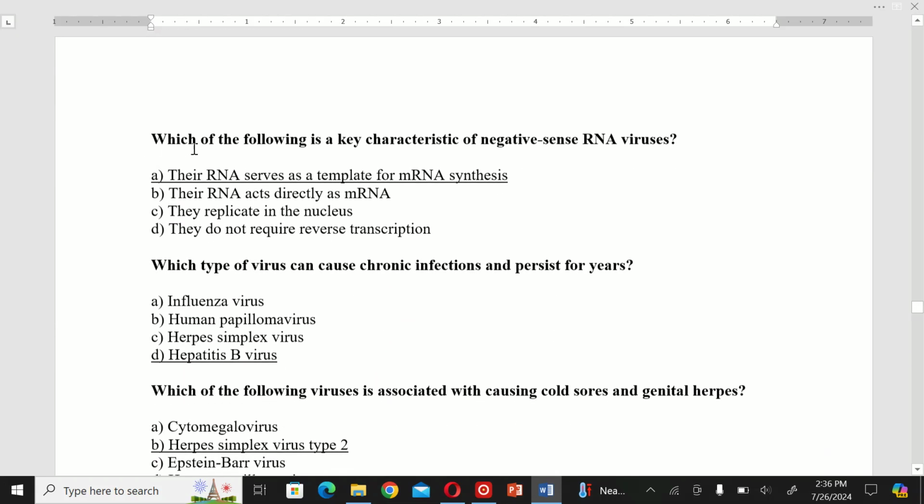The next MCQ is: which of the following is a key characteristic of negative sense RNA viruses? A. Their RNA serves as a template for mRNA synthesis. B. Their RNA acts directly as mRNA. C. They replicate in the nucleus. D. They do not require reverse transcription. So the correct option is A.